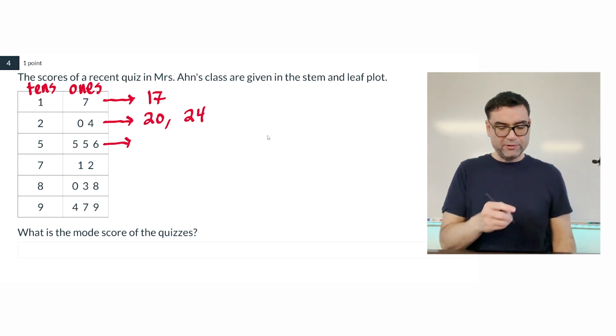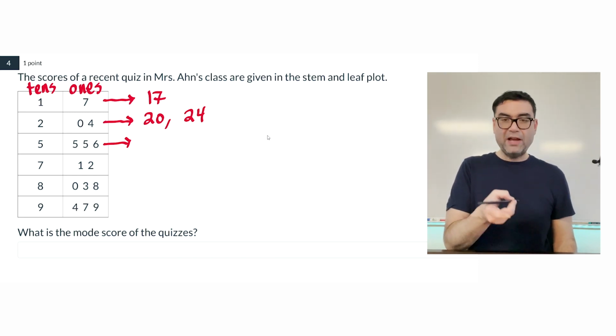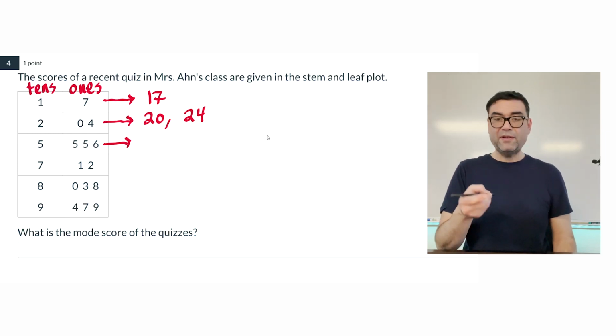And I'll do one more row just to illustrate. This row here shows we start with a 5, so now we're in the 50s. So someone scored a 55, a 55, and a 56. That's why there's 3 digits. 5, 5, 6 means 55, 55, and 56.